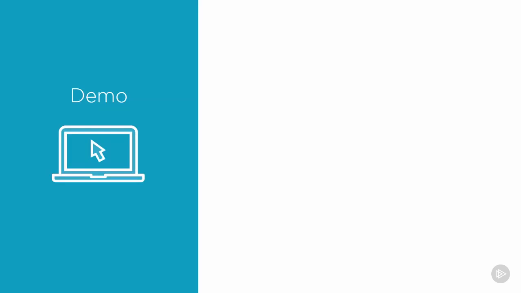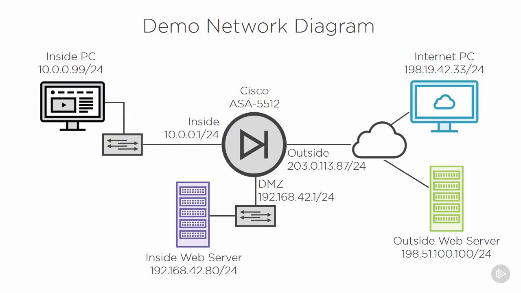So in this demonstration, what I'd like to do is enable the state table for ICMP traffic. So here's our drawing that we're working with. This is our diagram. And what I'd like is for that inside PC to be able to ping the web server and the internet PC and the outside web server. I want to be able to ping all of those addresses if possible. Right now, I'm unable to do that.